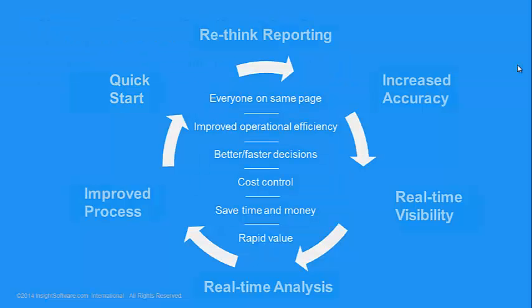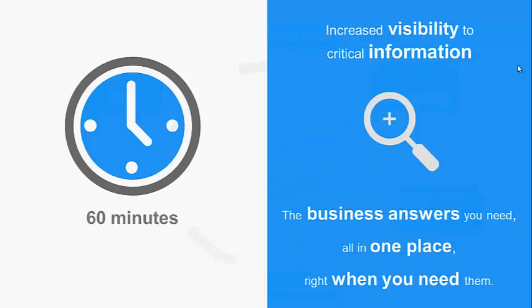So I'd like you to consider what it would mean at your business if all of your key stakeholders were really on the same page with meaningful information that gives you the actionable items to help you improve your operational efficiency through better, faster decisions to really gain the benefits of significant cost control and major savings in time and money spent. And all of this done with a very rapid value approach.